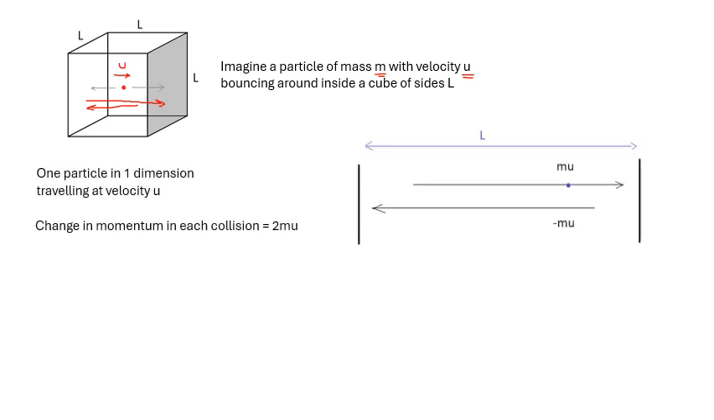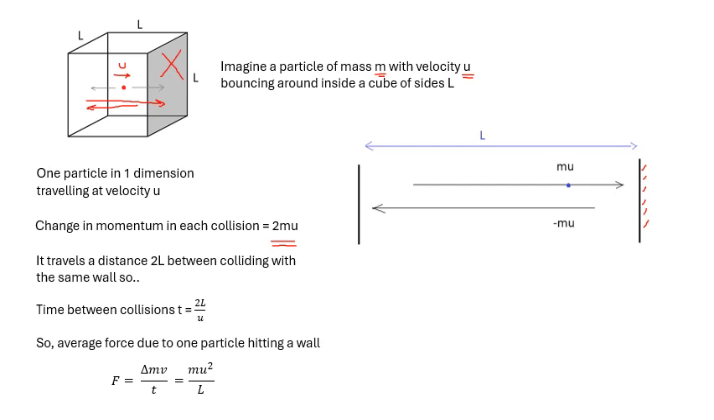So in one dimension, traveling with a velocity u, and every time it bangs into that wall, call that wall x, so that's this wall here. Every time it bangs into that wall, its change in momentum is 2mu. Now, why is it 2mu? Because it's mu minus minus mu, which is 2mu. If it just stopped dead, then the change in momentum would be mu. But it's actually double that because it comes off with the same speed. So it's 2mu is the change in momentum.